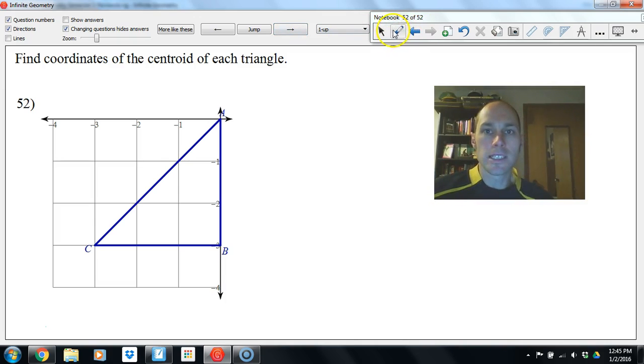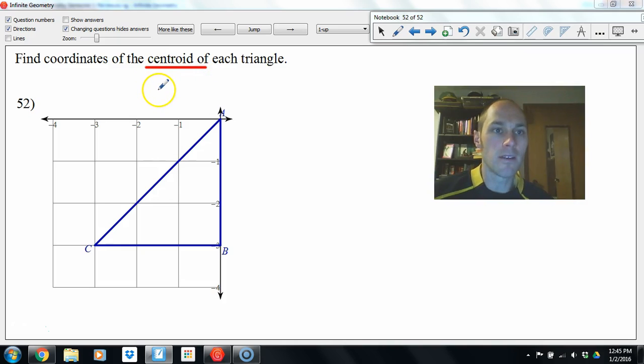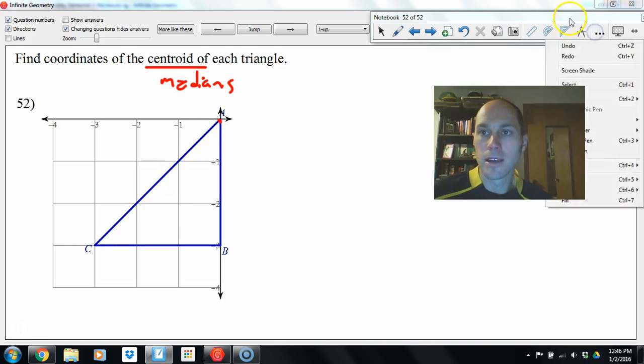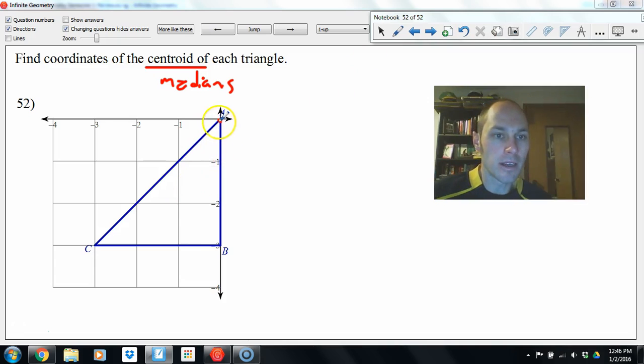Now finding the coordinates of the centroid. Remember, the centroid is the point of concurrency where all the medians meet. Remember, a median goes from vertex to midpoint on the opposite side. So if I'm trying to find that point, let's just start with going from A. So I first need to find the midpoint of the opposite side. This is 1, 2, 3 units over, so go 1.5 units.